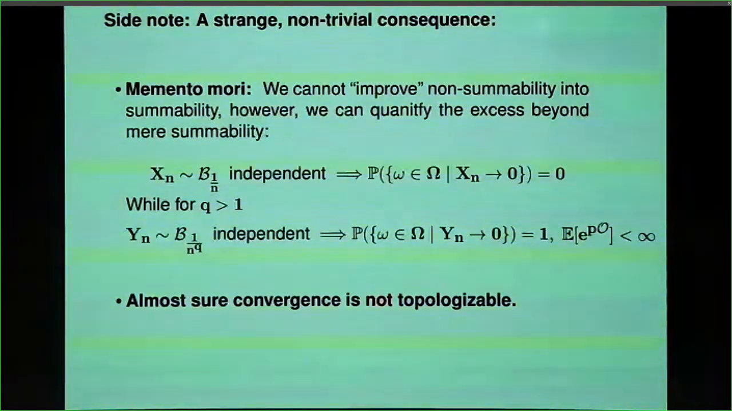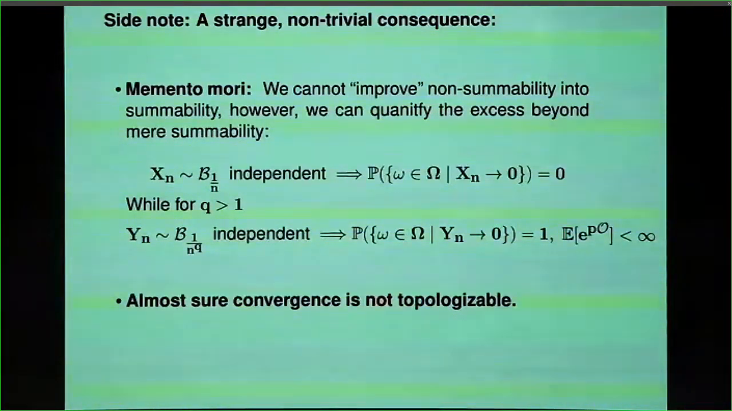First of all, by this memento mori example, you have Bernoulli's 1 over n. The probability of the omegas where they converge to 0 is 0. This means it's barely not summable, but the probability to go to 0 is 0. However, if you have something which is a bit better summable, then it goes to 0 with probability 1, and you already have this exponential moment of the overlap statistics. So these are examples where we have convergence in probability, but not almost surely.